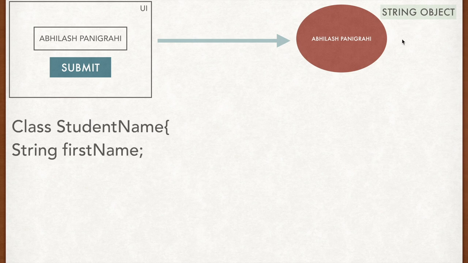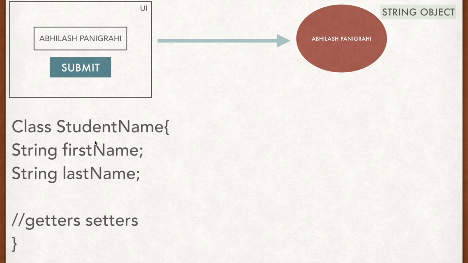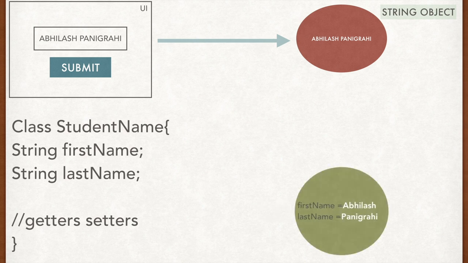Cool, but this time we have a kind of complex scenario. We have a class called StudentName, and here only we need to store this string object. But the problem is we have two different properties here called first name and last name. So right now we have to convert this particular string object to a StudentName object. So we have to convert the string type to a StudentName object, right? So we want to capture this particular string called Avilash Panigrahi, and we need to split it, and we need to store Avilash as the first name and Panigrahi as the last name. And this object is the StudentName object, this particular class object.